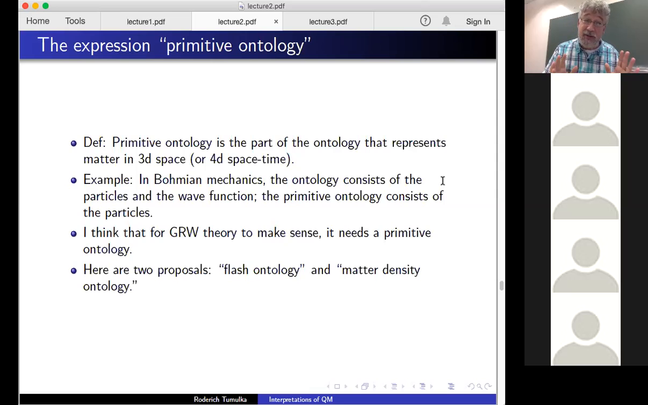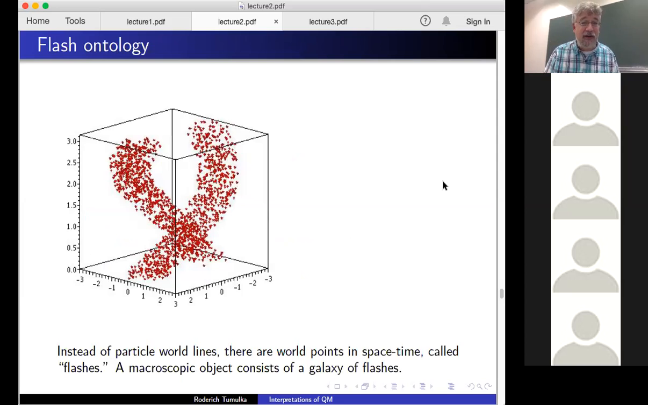I think that for GRW theory to make sense, it also needs a primitive ontology, something that is stuff in three-dimensional space. And here are two proposals for that: the flash ontology and the matter density ontology. Let me explain. The flash ontology assumes that instead of particle world lines in space-time, there are world points. So a macroscopic object consists of a galaxy of these flashes, a huge number of these flashes.